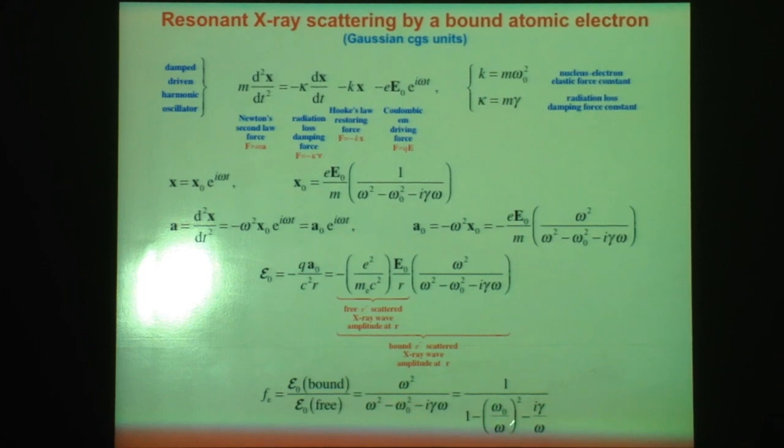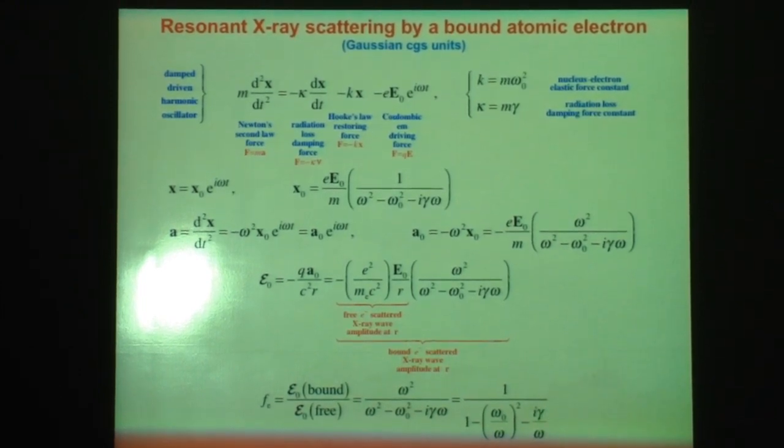Well, we can rewrite that as 1 over 1 minus this ratio, omega naught to omega, the square of that, and then also i gamma over omega. Gamma is often so small that we can neglect this, and we're just left with 1 over 1 minus the square of the frequency ratio.